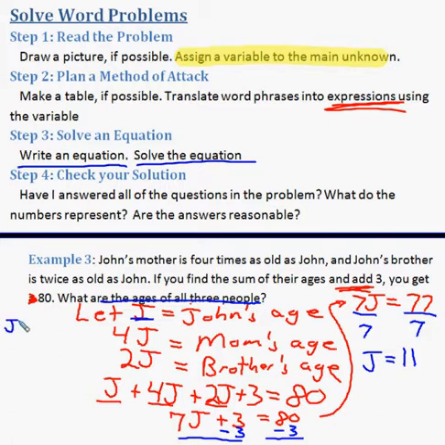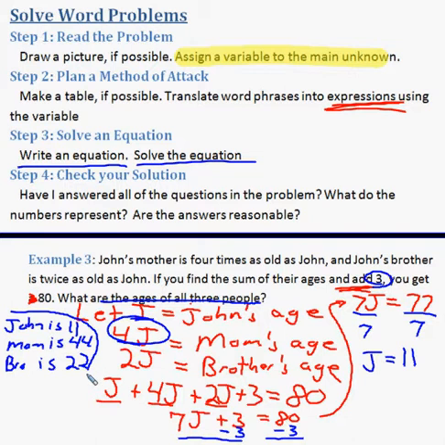So John is 11. Mom is 4 times 11, which is 44. I know it's 4 times 11 because of 4 times John's age. And then bro is 2 times John's age, so that's 22. Now real quickly we can check this. If we add all these up and then add 3, we should get 80, just as the problem says. So 11 plus 44 is 55, plus 22 is 77, and then adding the 3 is 80. So those are the correct answers. So I found the ages of the 3 people.